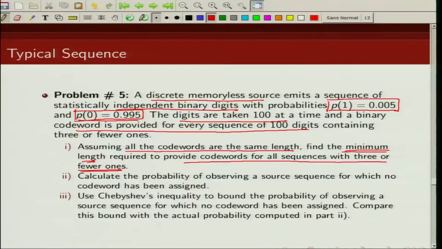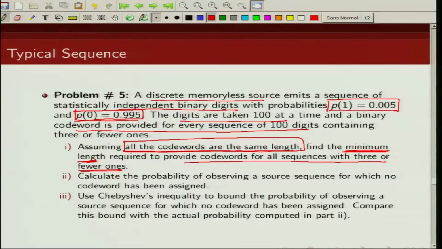So clearly you can see that the most typical sequences which come out of this source are going to be the ones which contain mostly zeros, right. So we are providing code words to all sequences which have 3 or fewer ones. Okay. So the question asks, what is the minimum length required to provide code words to all sequences which have 3 or fewer ones, and we are assuming that all code words are of the same length.